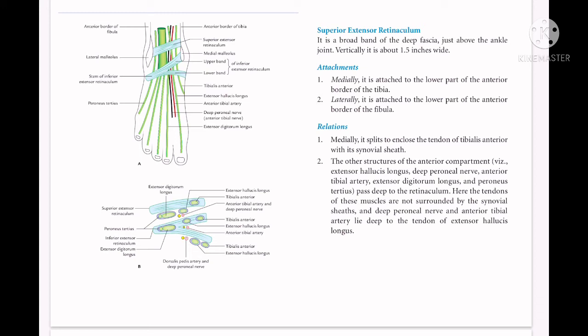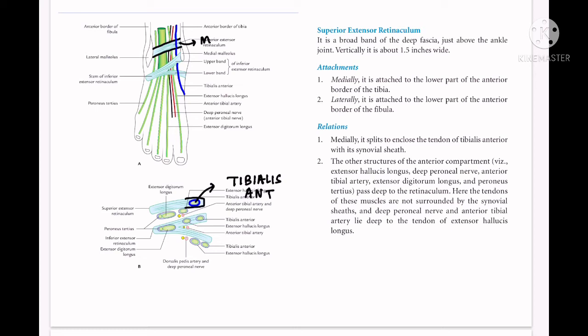Next we discuss the relation of the superior extensor retinaculum. Look, medially it splits to enclose the tendon of tibialis anterior. So the tibialis anterior tendon, that is this tendon, is actually passing through the split fascia of the superior extensor retinaculum and then coming out from its distal aspect. Like that. You can see on the medial side the fascia is split to incorporate the tendon of tibialis anterior.